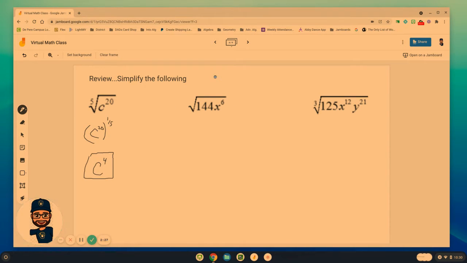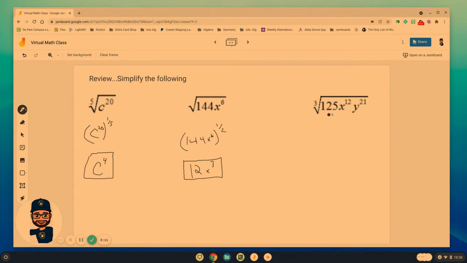Try the second one. Square root of 144x to the 6th. Remember, that is like saying 144 x to the 6th to the 1/2 power. 144 to the 1/2 power, right? The square root of 144 is 12. And if I take x to the 6th to the 1/2, I'm multiplying 6 by 1/2 to get x to the 3rd. 12 x to the 3rd. And when we're simplifying, we're only looking for positive values.